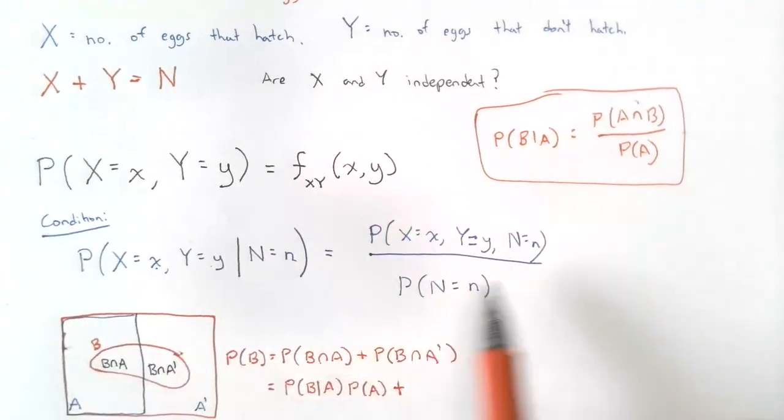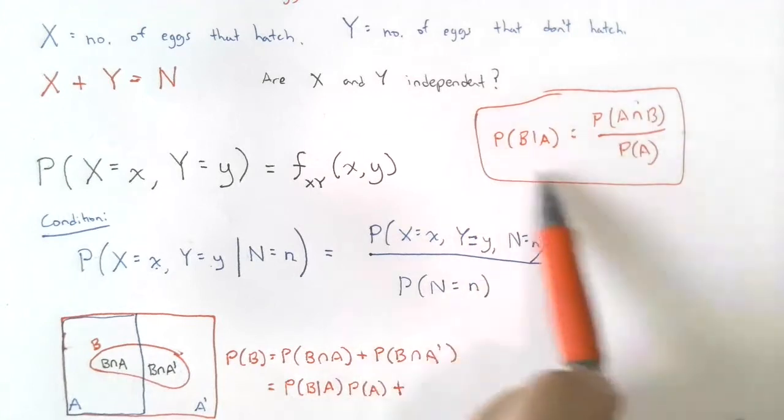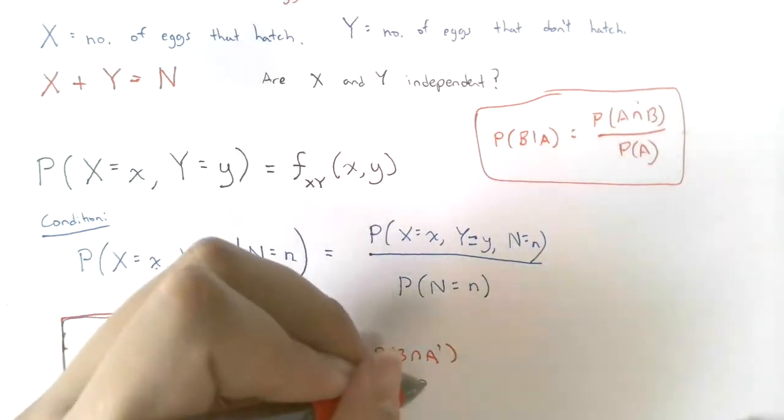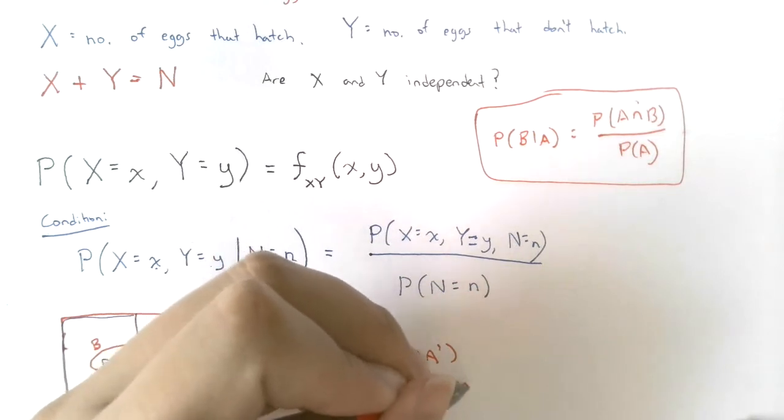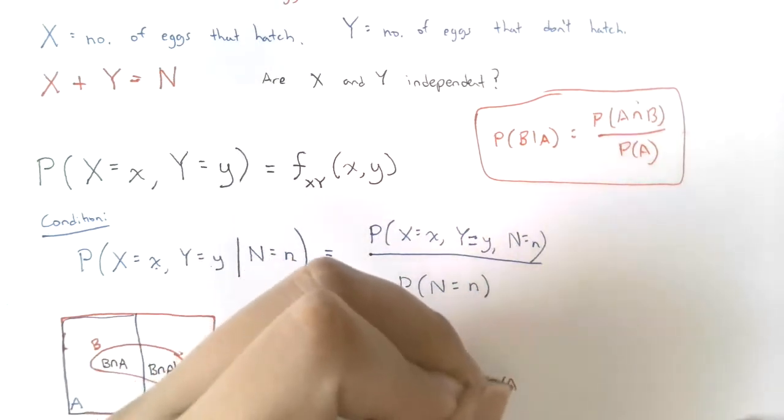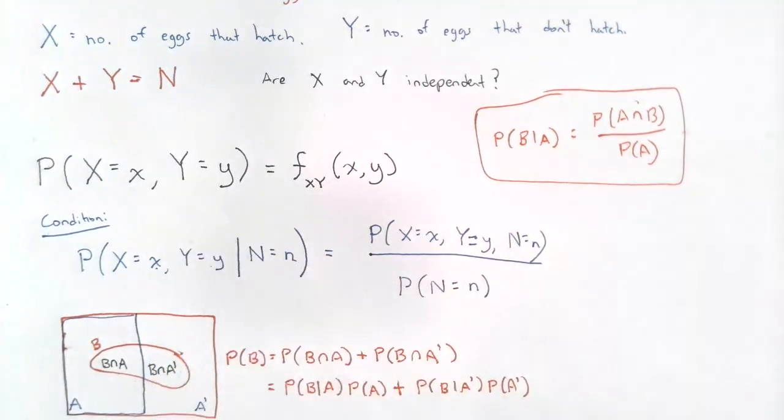Plus, I'm going to do the same thing. I'm going to replace this using the conditional probability rule: the probability of B given A prime multiplied by the probability of A prime. And this is the total probability rule.